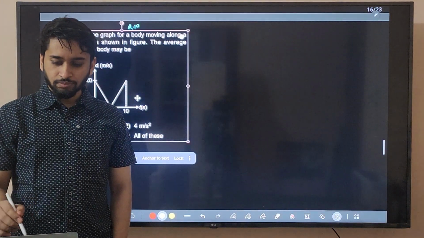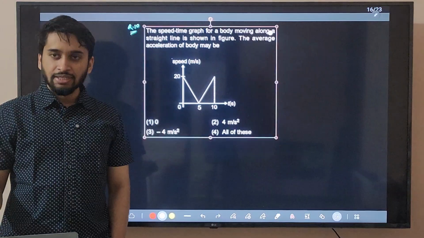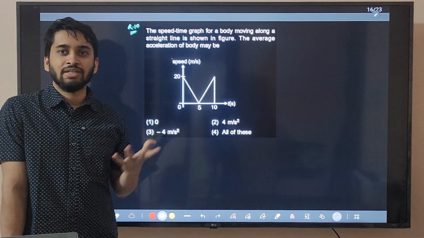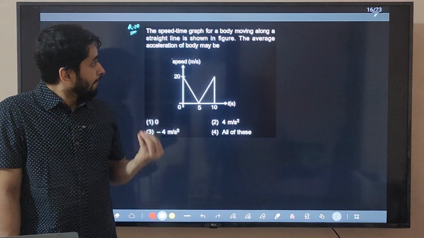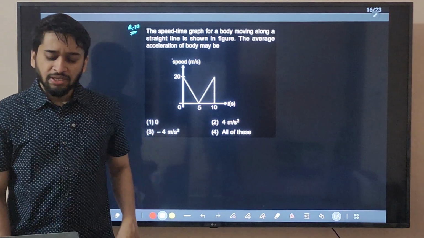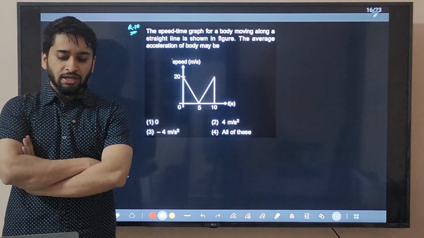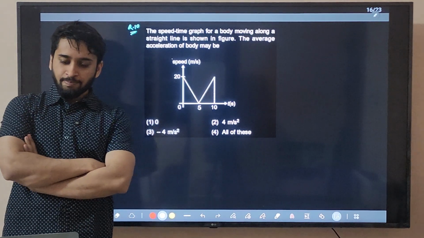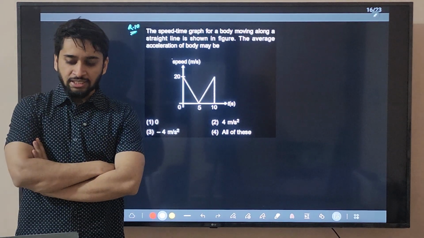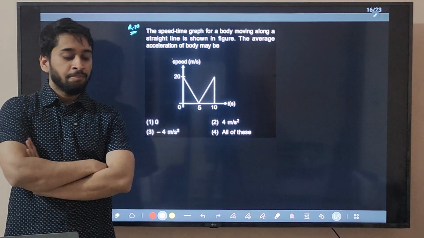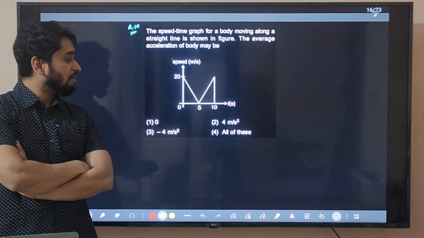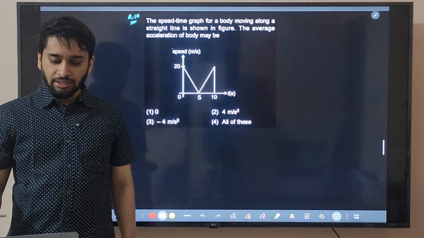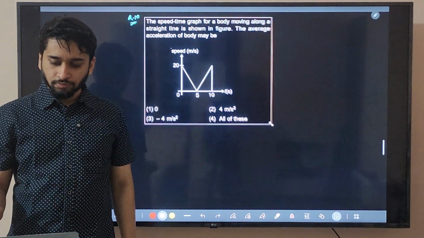Okay, great. Let us start. Let us see question number 10. Now I think there's proper lighting on my face as well. The question says the speed time graph for a body moving along a straight line is shown in the figure. The average acceleration of the body may be... We need to figure out the average acceleration. Seems like an interesting question. Let us see how to solve this one.